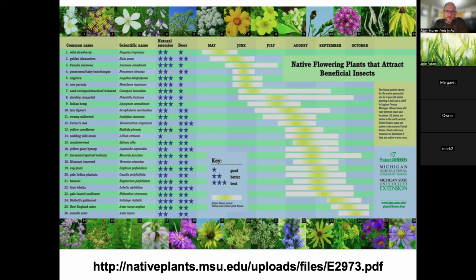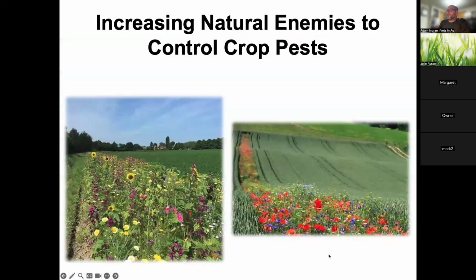Check that document out, definitely. Again, the E2973 from Michigan State University Extension. Just put that in a Google search engine and this will come up, or you can use that link right there at the bottom. All right, let's move on. We're getting real close here to the end, folks. Thanks for hanging with me.